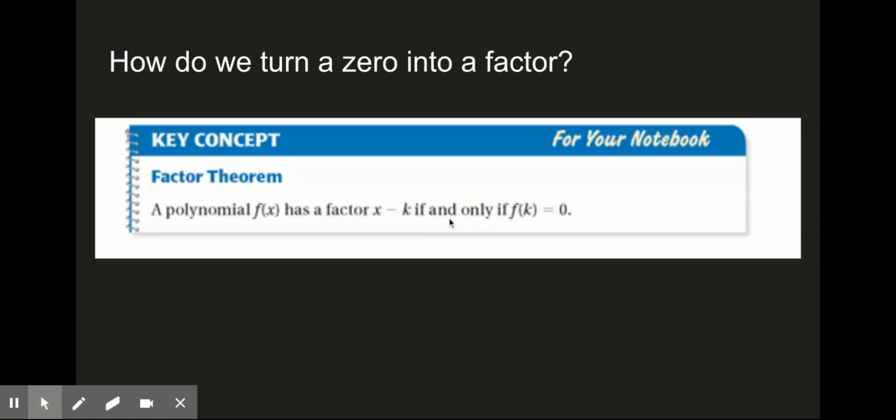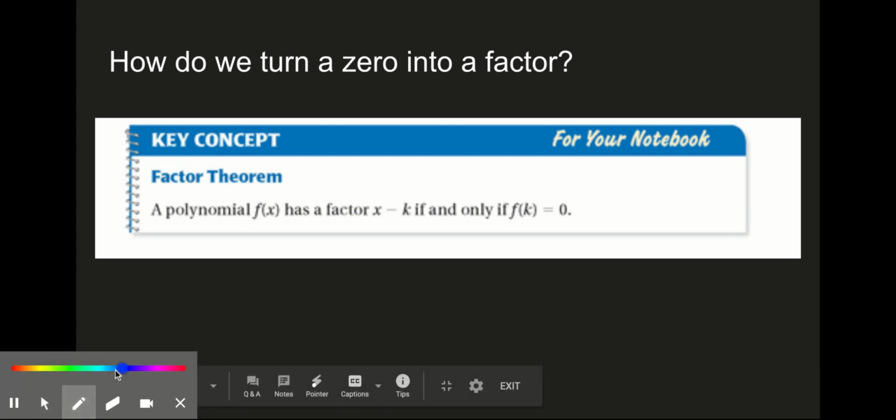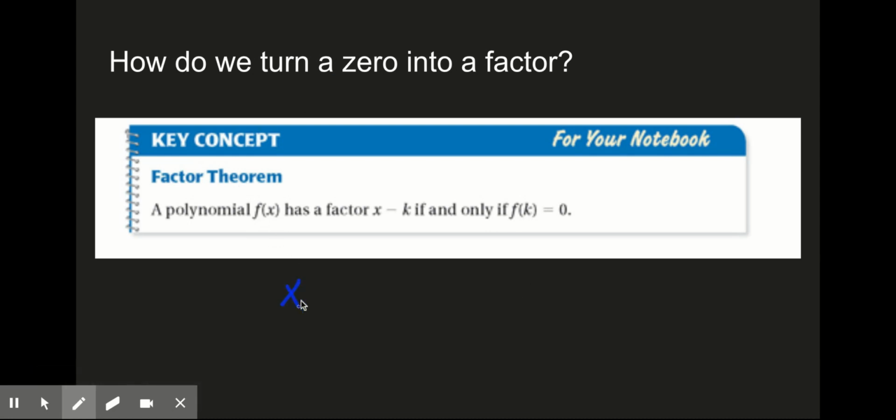okay? So let's talk about how we take a zero and turn it into a factor. It's easy to think about in terms of quadratics. If I think of something pretty straightforward like x squared plus 4x plus 3, you'd say, sure thing, Mr. Ricardo, if I factor that, that's x plus 3 and x plus 1. 3 times 1 is 3, 3x plus 1x is 4x.